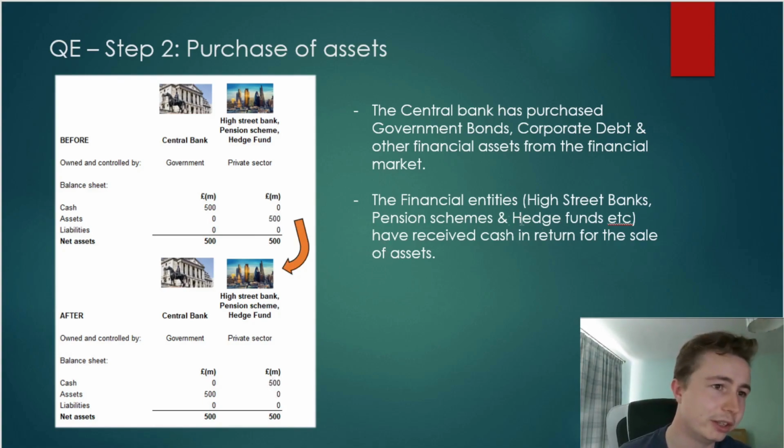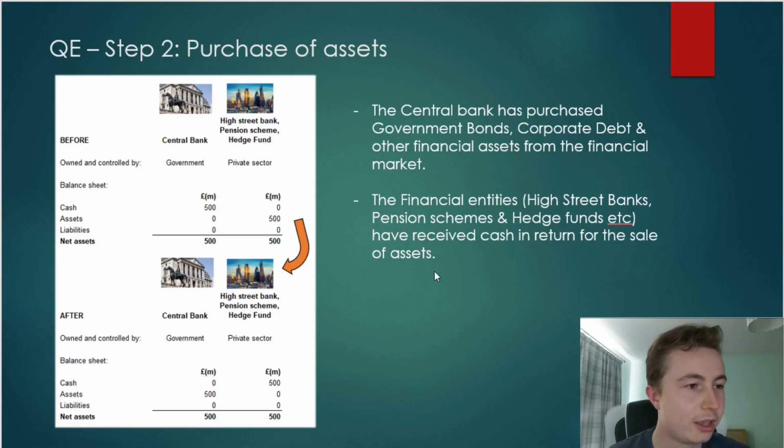Let's read the second bullet then. The financial entities, the high street banks, the pension schemes, and the hedge funds have received cash in return for the sale of assets. And that essentially is it, guys. That is QE. And on the face of it, you think, oh, okay, that doesn't seem to do an awful lot. But let's explore now what this actually does and what impact this has on the economy.